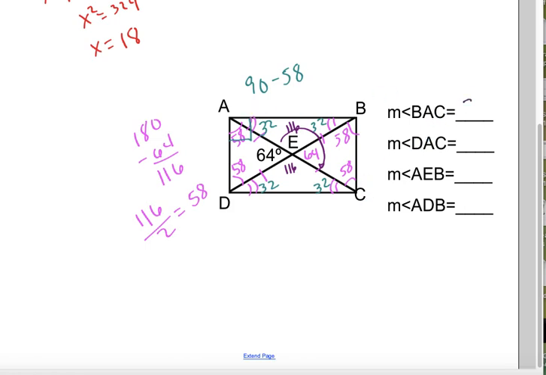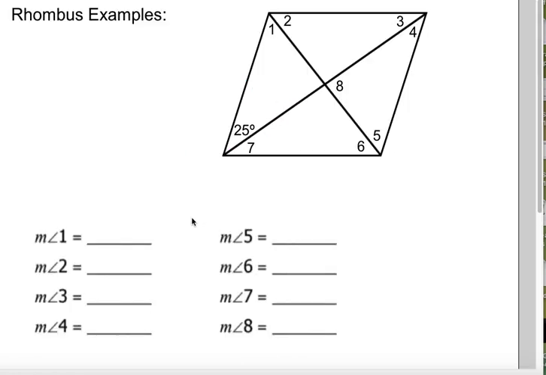BAC, 32. DAC, 58. AEB, 116. And ADB, 58. So there's a sample rectangle problem that involves angles. Let's look at some rhombuses.